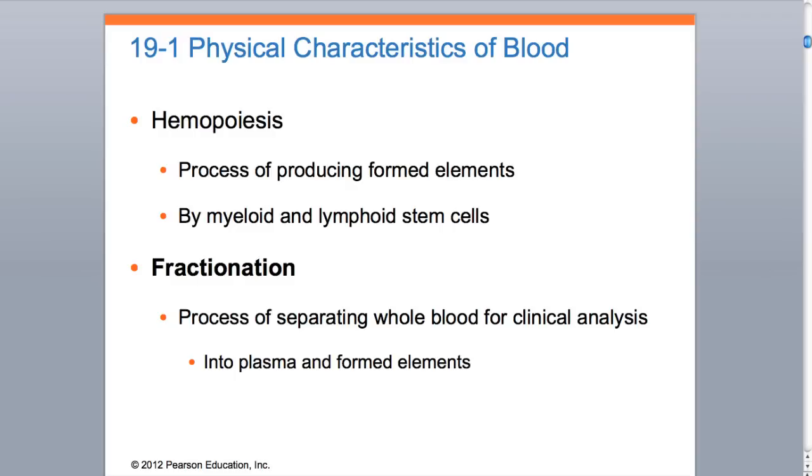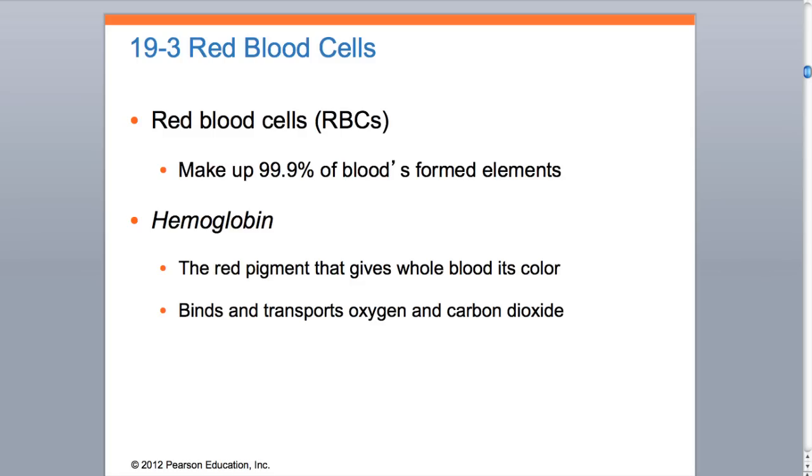Our next topic is going into red blood cells. Okay, now, we already know this part. Red blood cells make up the majority of your formed elements. Now, what is a red blood cell made out of? A red blood cell is made out of a component called hemoglobin.